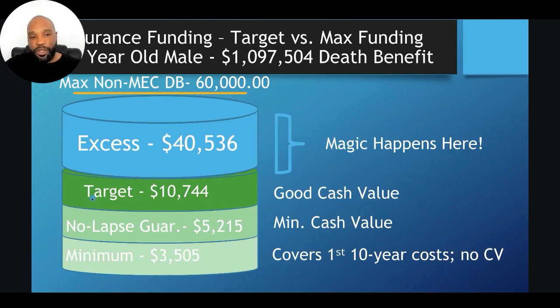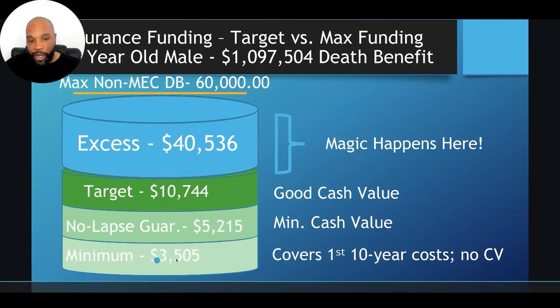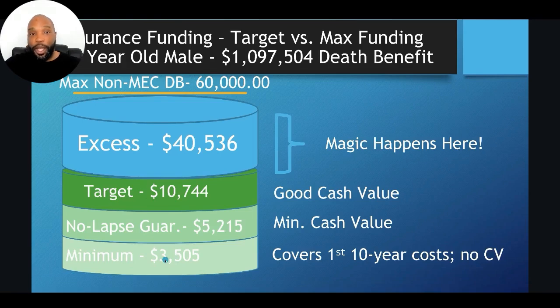Now, once we get up to the third level here, where it says target premium, this is ideally where you want to fund it. You don't want to fund any less than whatever your target premium is. This is enough to create good cash value, meaning you're paying well above the minimum. Remember, anything above your minimum cost for the year goes into your cash value, and your cash value is what earns compounding interest. So we're about $7,000 above the minimum. We're $5,000 above the no lapse guarantee.